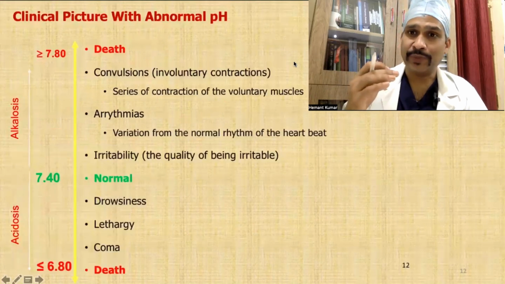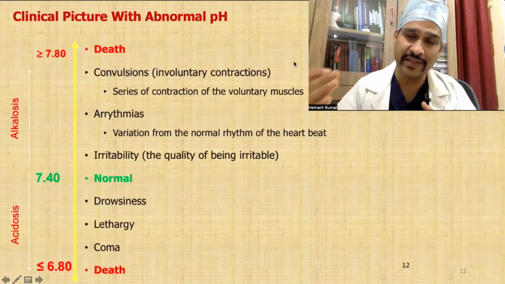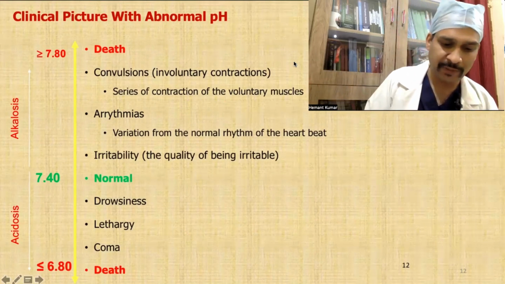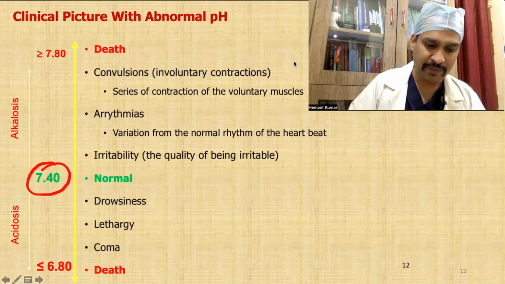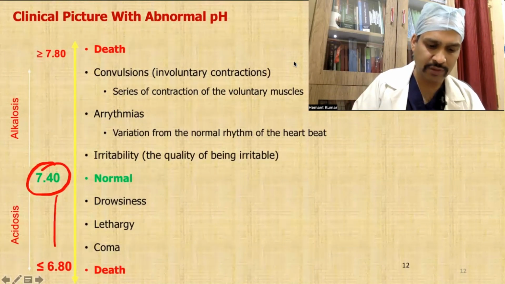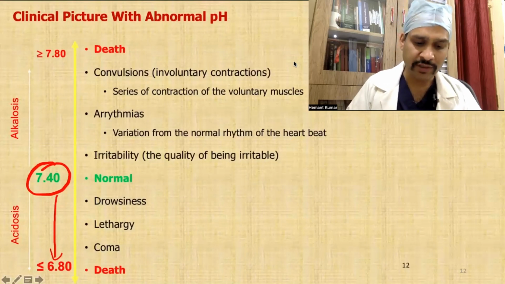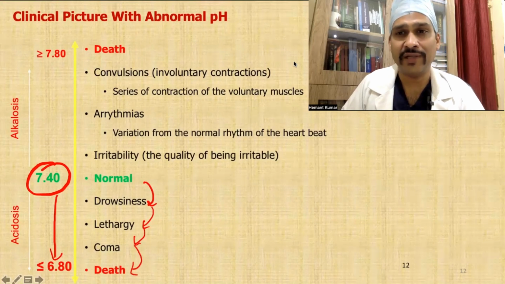Okay, so pH is very critical. A high pH is dangerous, and a low pH is dangerous. The normal pH, how much? 7.4. If it decreases down to 6.8, it is harmful. What does it cause? It causes drowsiness, then lethargy, then coma, and finally the patient will not survive and will die.